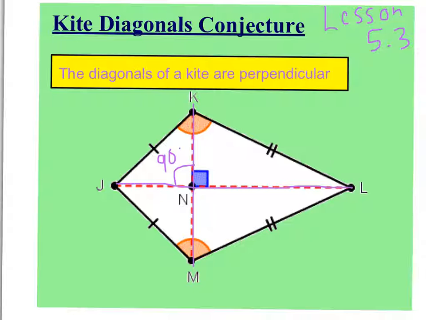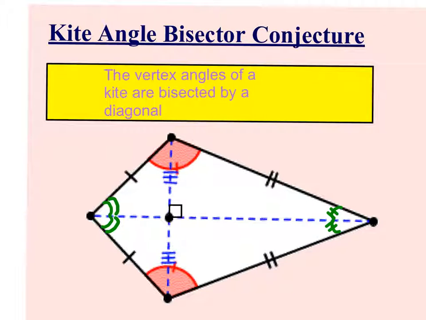The second conjecture that we will need today is the kite angle bisector conjecture. This conjecture says that the vertex angles of a kite are bisected by the diagonal. So let's look at what that means.